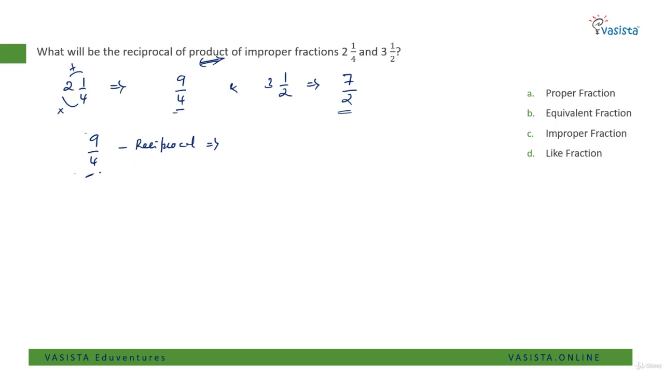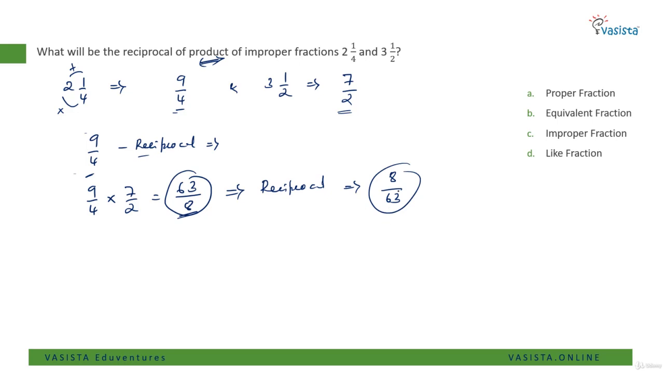First multiply it, so that is going to be 9 by 4 into 7 by 2. So 9 7s are 63, 4 2s are 8. Right, we got this. Now we need to find the reciprocal of it. Reciprocal of 63 by 8 is going to be 8 by 63.